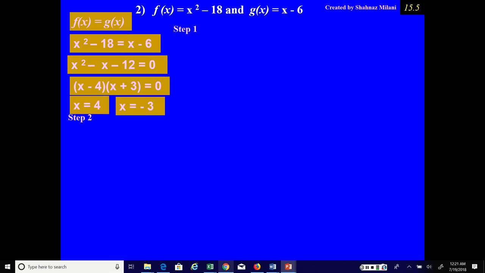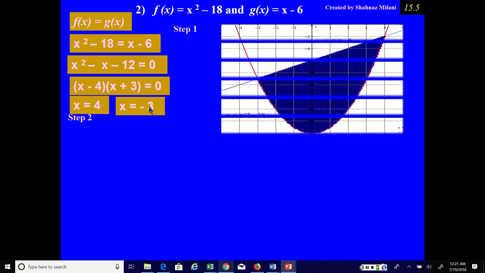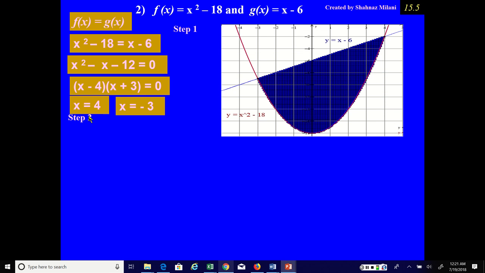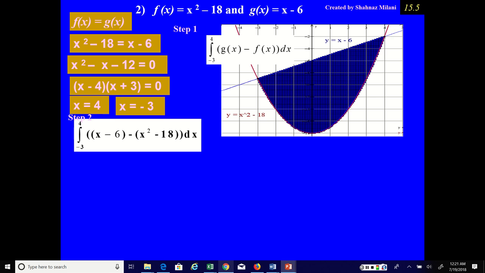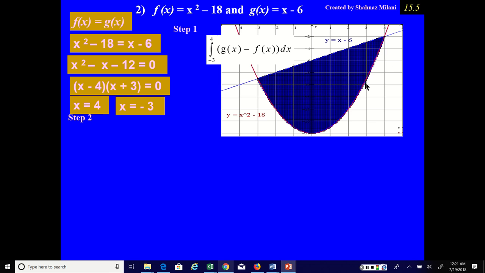Now, I know my x value is going to be between minus 3 and 4. I graph it again. You don't have to graph it, but I did it because I'm trying to show you something. Now, before I show you this step, let me show you something else. Between minus 3 and 4, pick any number you want. I'm going to choose 0.